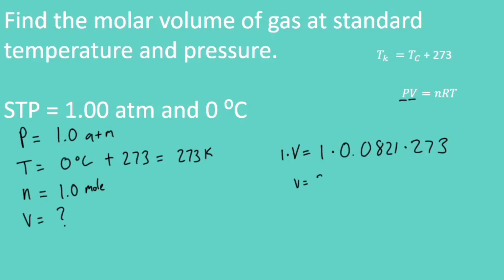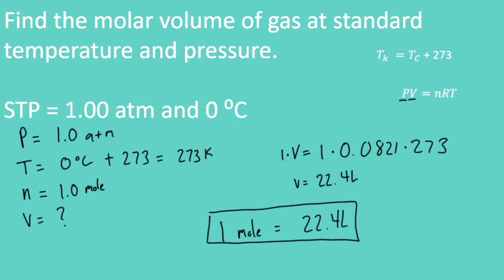If I do that, I'm going to get 22.4 liters. What does that mean? That means that 1 mole of gas is equal to 22.4 liters. So if I ever have 1 mole of gas, I know that its volume is 22.4 liters. Of course, that's only at one very specific temperature and pressure. This is at STP.